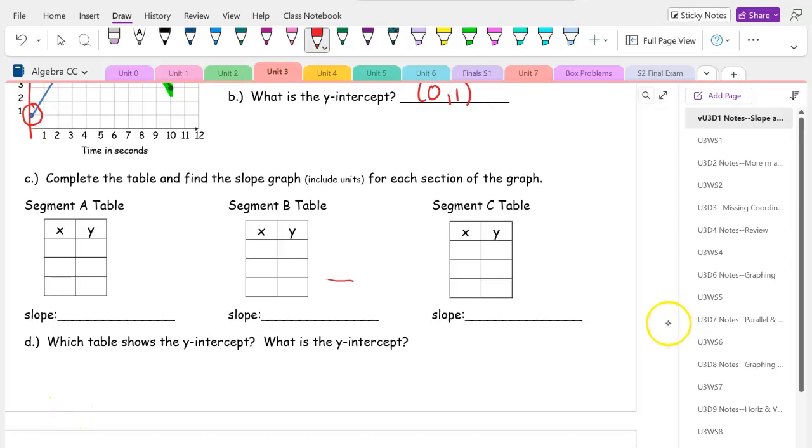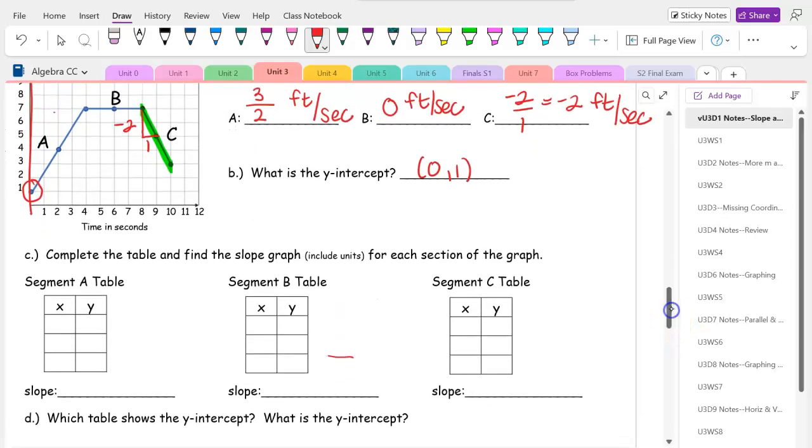All right, so now what we're going to do is take each of these segments and fill in the points into a table and talk about how to find the slope from the table. Segment A has a point at 0, 1, at 2, 4, and at 4, 7. Okay, so again, we talked about graphing back in Unit 2.